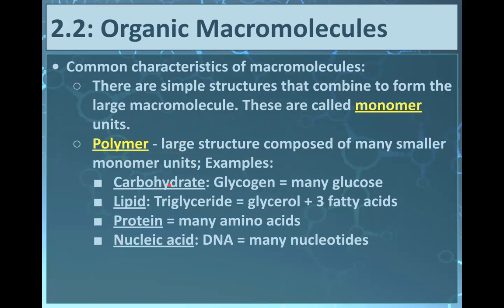All right, so some examples of polymers for carbohydrate. For us, glycogen. Glycogen is made up of many glucose, which are going to be having a really important role in cellular respiration. Lipids, like a triglyceride, is going to be part of a glycerol and 3 fatty acid chains. A protein is made up of many amino acids. A nucleic acid, like DNA, is going to be made up of many nucleotides.